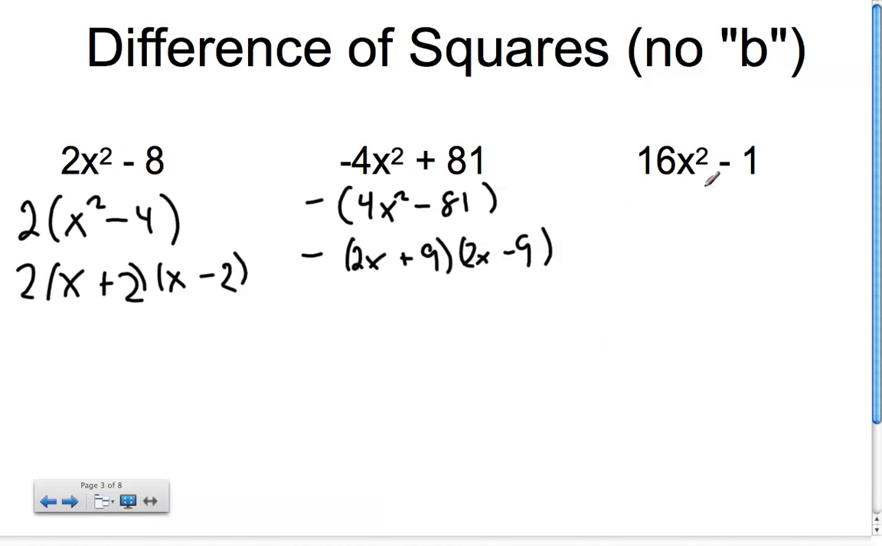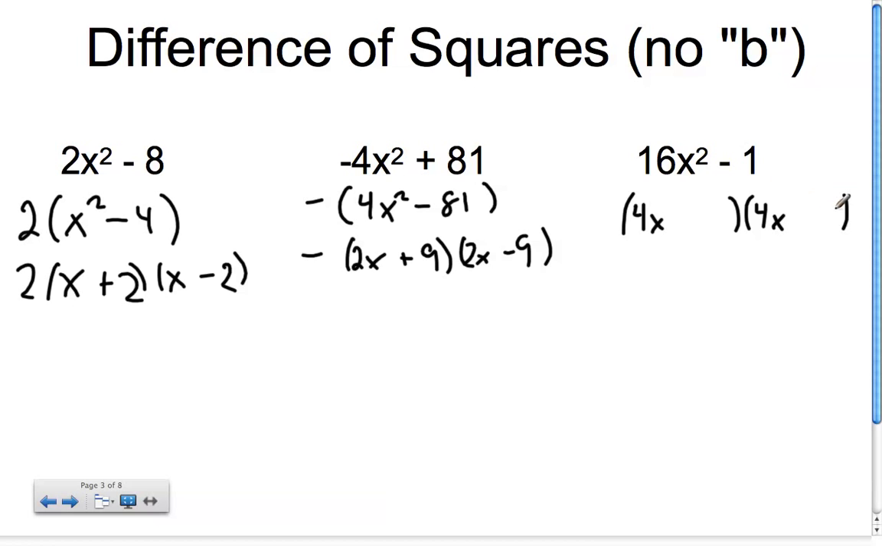Let's go over here. So, looks like I can't pull out this a term because I have a 1 over here, so I'm stuck. Now, is this a difference of squares? Well, it's a difference. I have a subtraction problem here. And these are both perfect squares, so I can factor this the quick way. Square root of 16x squared, square root of 16 is 4, square root of x squared is x. So that's what we get here.